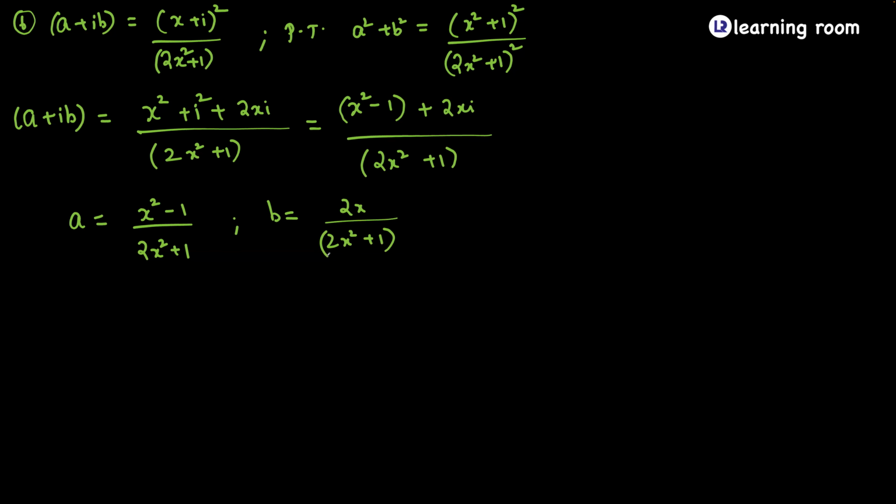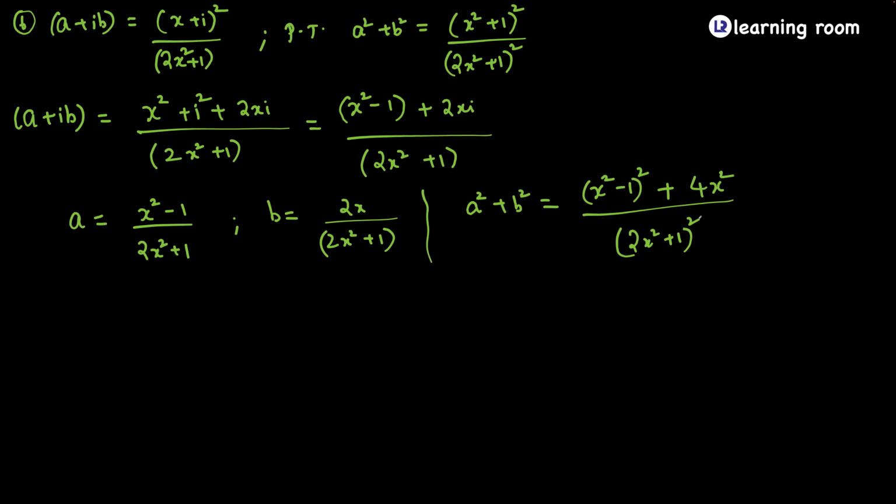So if you observe, the denominator is the same. So what is expected? They are asking us a square plus b square. So observe what I'm going to do now is, for a square plus b square, denominator is 2x square plus 1 the whole square, no doubt on that. So it is going to be x square minus 1 the whole square plus 4x square, because it is 2x the whole square. The whole divided by, what are we going to get? 2x square plus 1 the whole square. If you try to compare it, 2x square plus 1 the whole square, we got it.